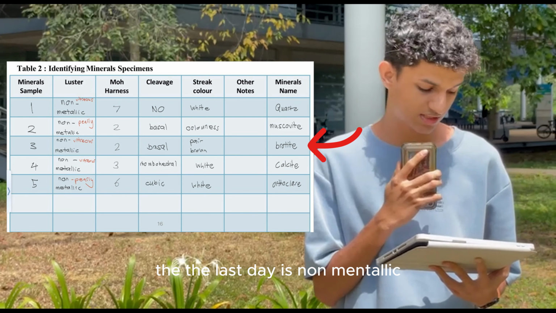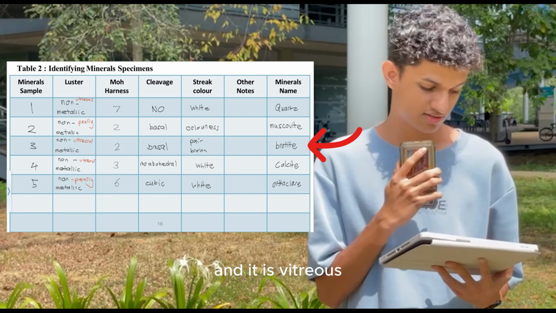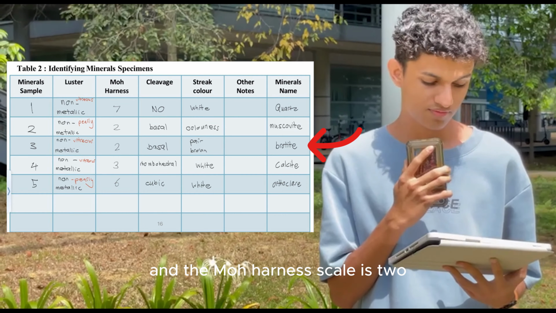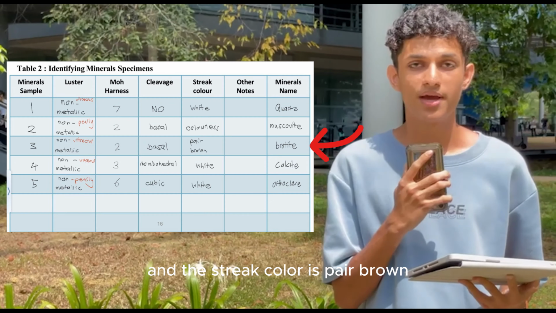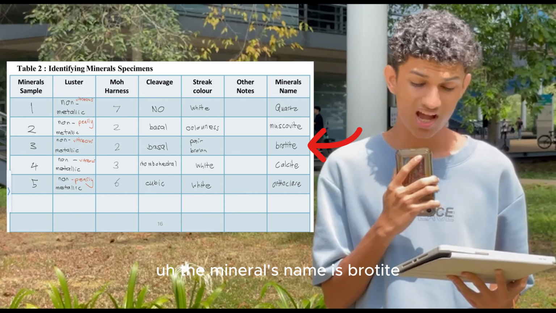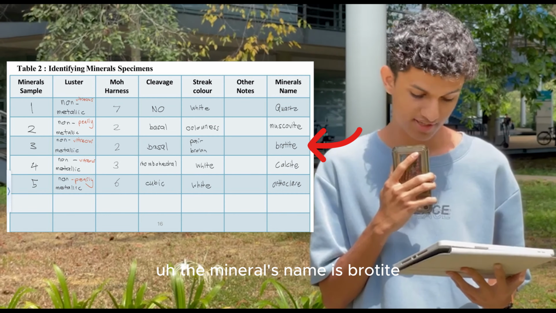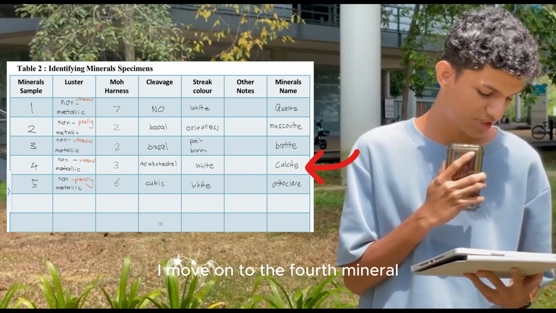The luster is non-metallic and it is vitreous. And the Mohs hardness scale is 2. The cleavage is basal and the streak color is pale brown. The mineral's name is biotite. And we move on to the fourth mineral.